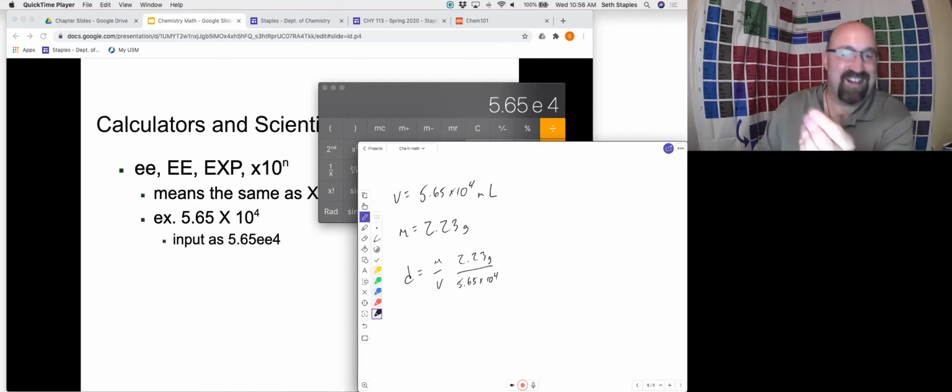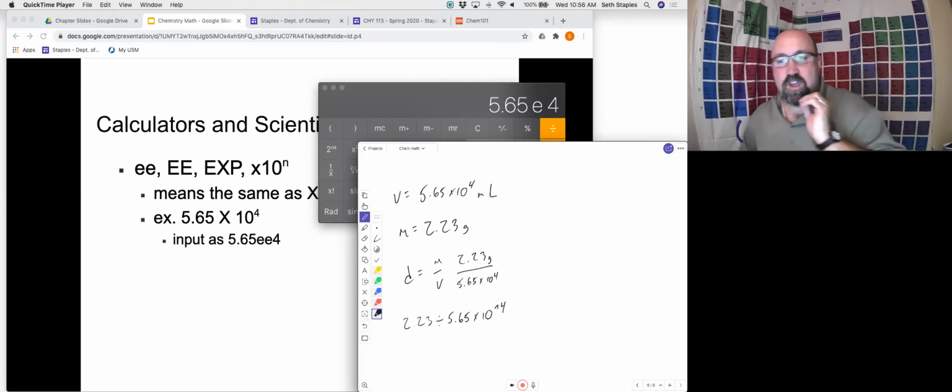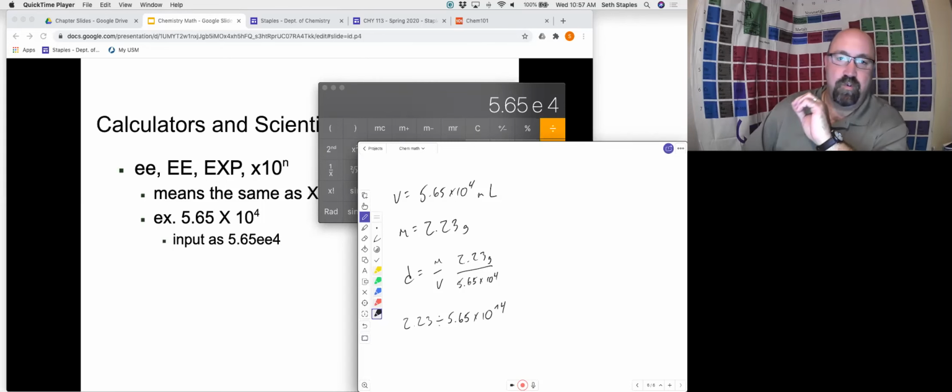Now, if you just plug that into the calculator as is, if you just go to your calculator and type in 2.23 divided by 5.65 times 10 caret 4, your calculator is only as smart as what you input into it. And your calculator will always follow the strict order of operations.